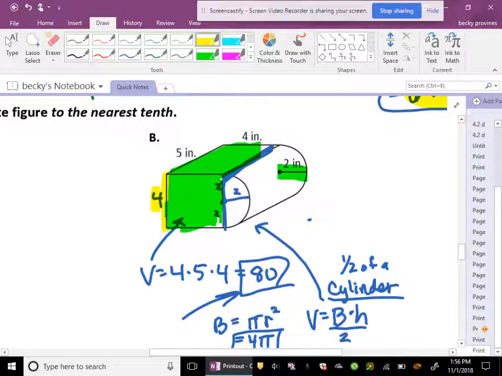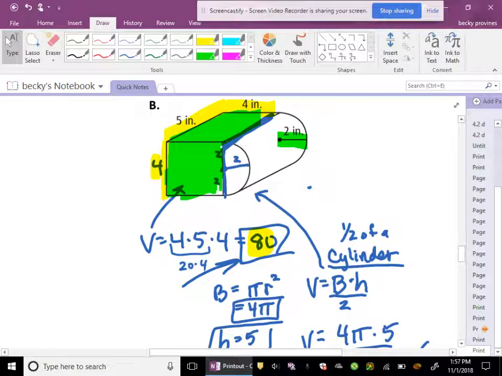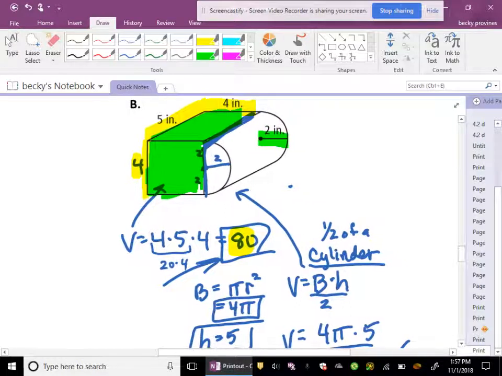Okay, so I need the 3 dimensions, length, width, and height of the green prism. So 4 times 5 times 4. 4 times 5 is 20, and 20 times 4 is 80. Okay, that wasn't so bad. Now, let's do the cylinder.